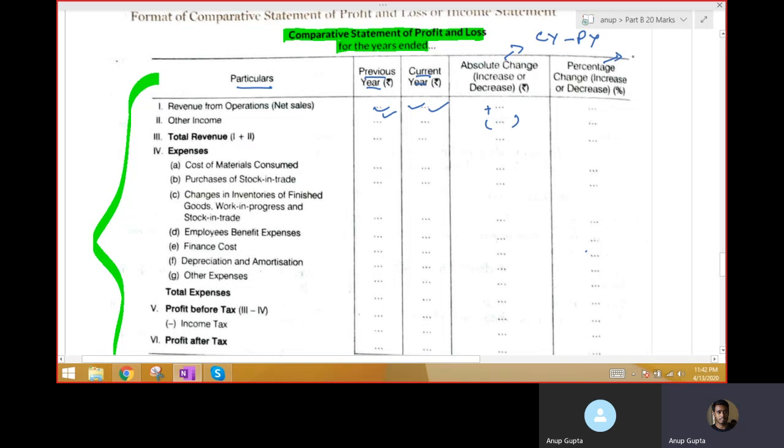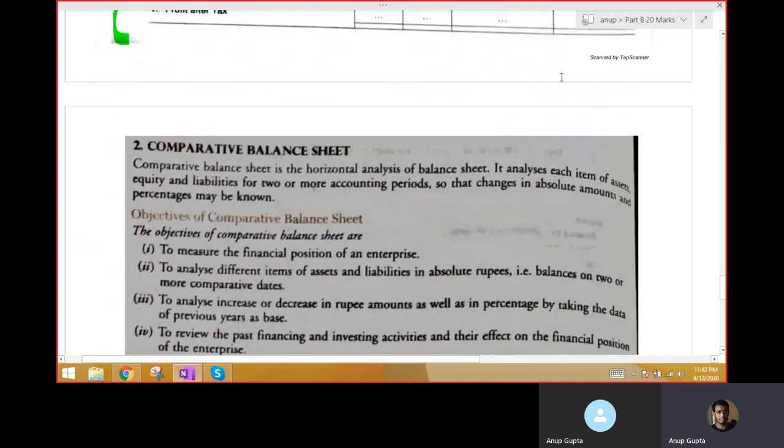The formula for computing the percentage change is absolute change divided by previous year amount into 100. Absolute change you get from here. Previous year amount you get from here. And into 100 you get the percentage. Okay. I hope you understood this. If you have any doubt, you can comment below. Okay.